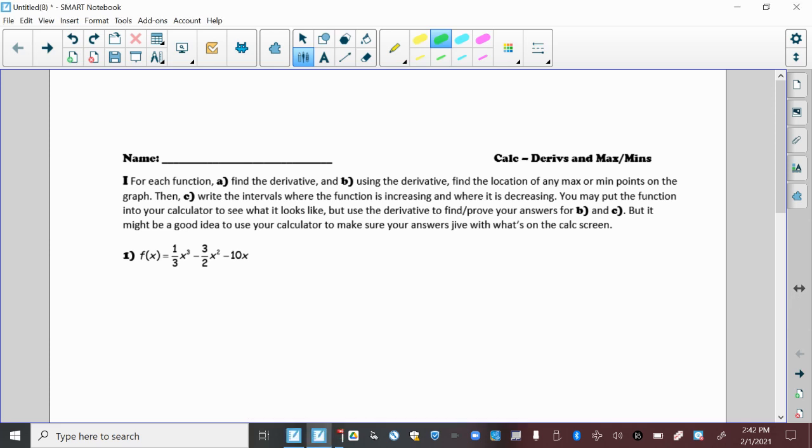If you want to fix your paper, you may, and I will adjust your grade. If you don't, that's perfectly fine. Just what I want to point out for problems 1 and 2.